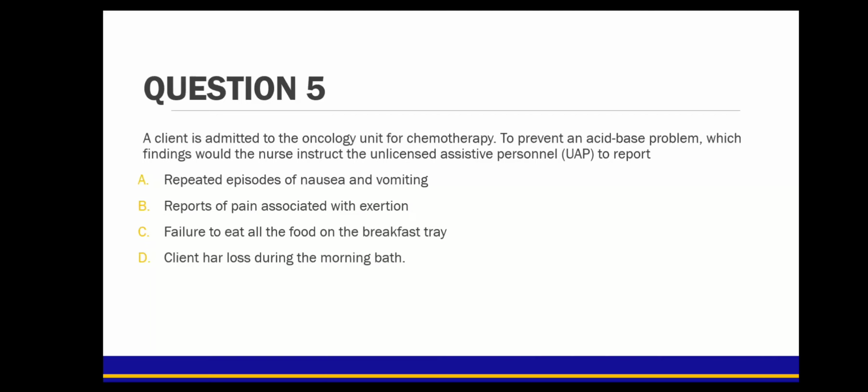The only one that's even logical is A, repeat episodes of nausea and vomiting. Nausea and vomiting can result in what? Acid deficit that can lead to metabolic alkalosis, right? The other findings are important, but they don't address or relate to acid-base balance.